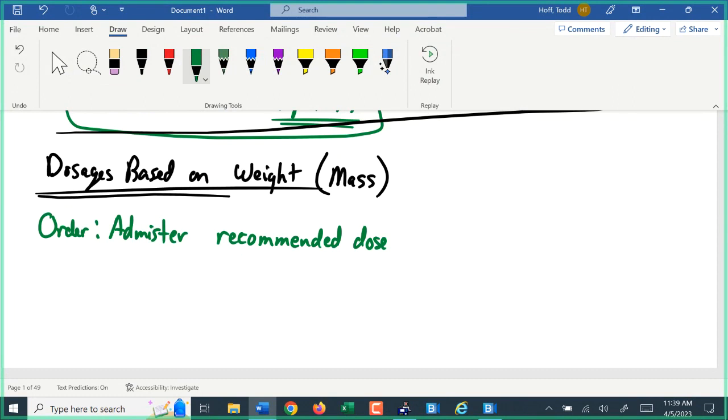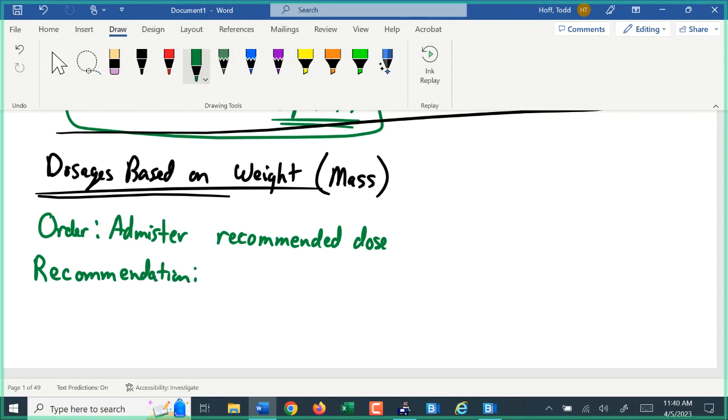Now, they could get more specific than that. They could specify administer the maximum recommended dose or the minimum recommended dose, or they might even specify a time frame. For these first couple of examples, we're just going to say administer the recommended dose, period. And then we're going to look up a reference which gives us the recommendation.